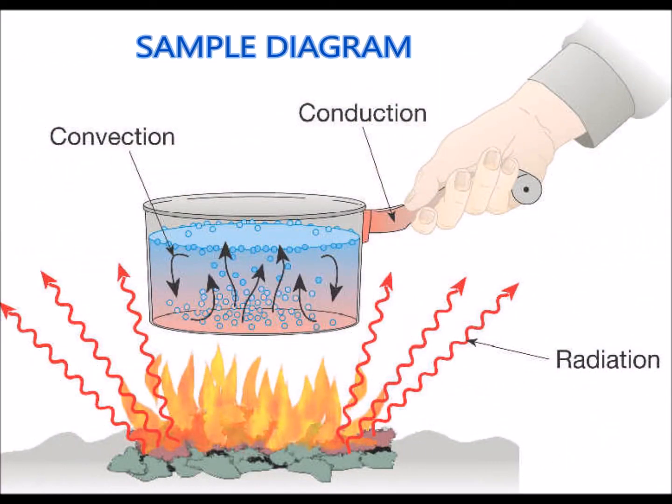This is the sample diagram of the heat transfer, which is convection, conduction, and radiation. To discuss it deeper, let's go to the next part, where we will explain these three types of heat transfer.